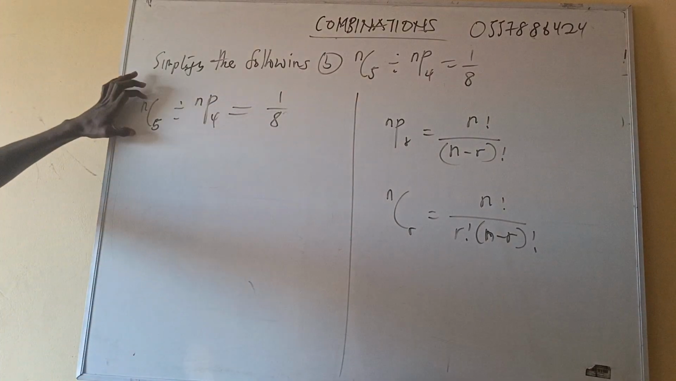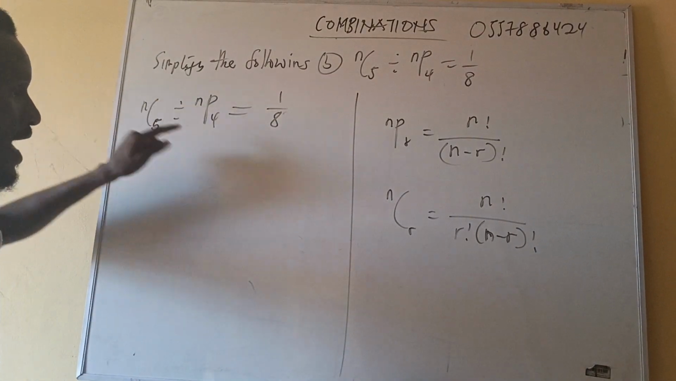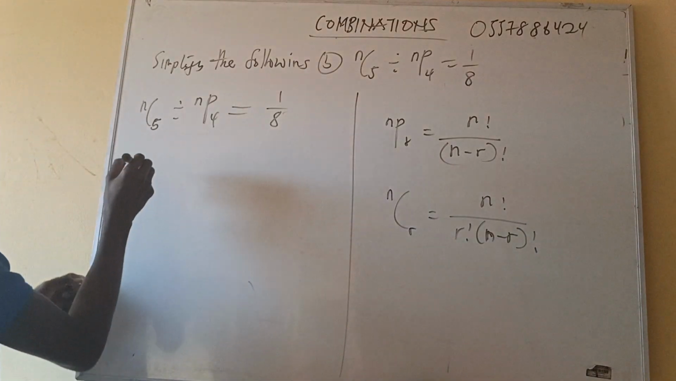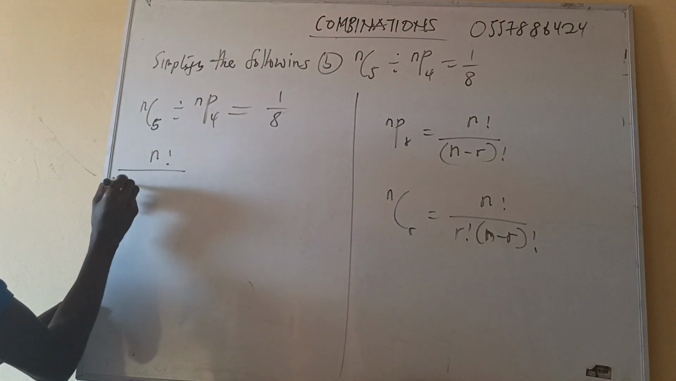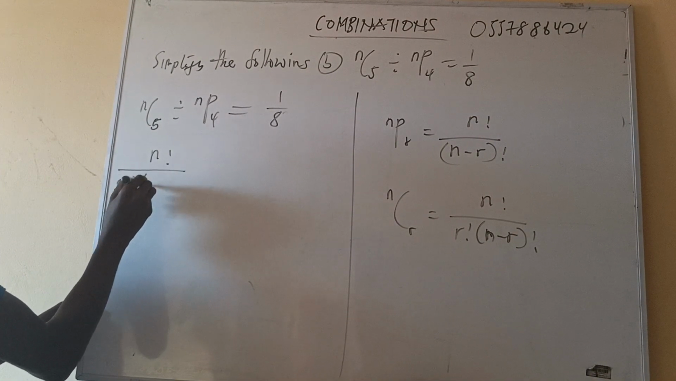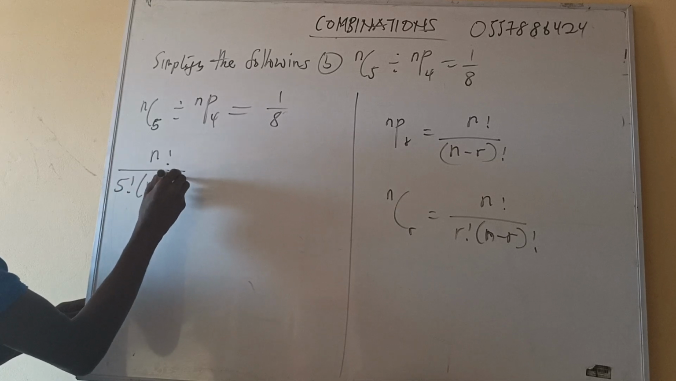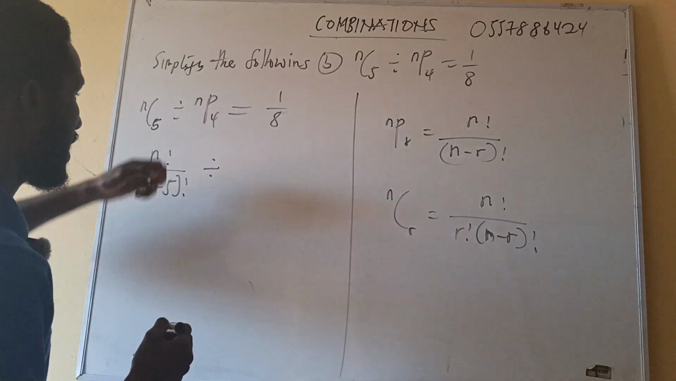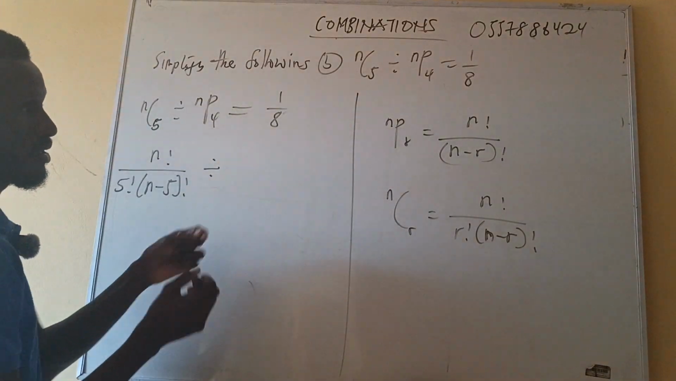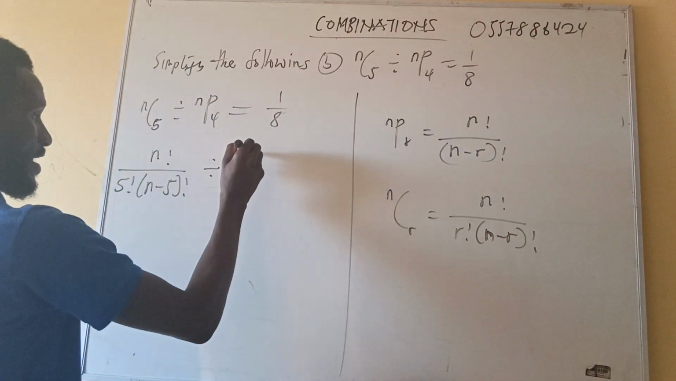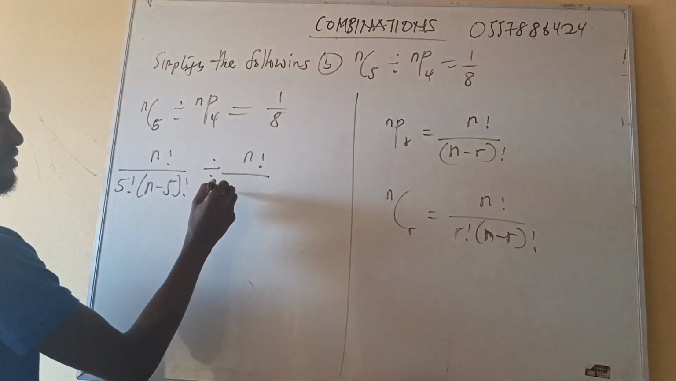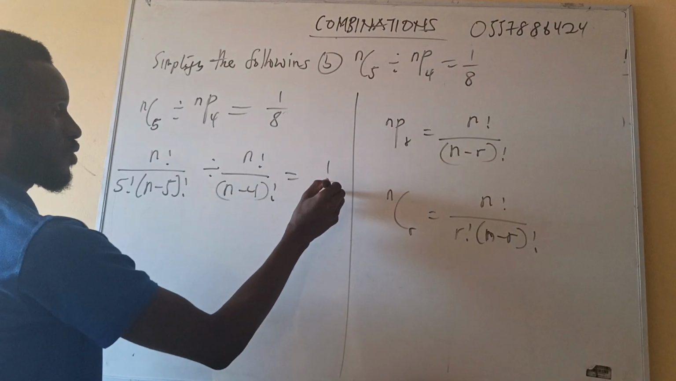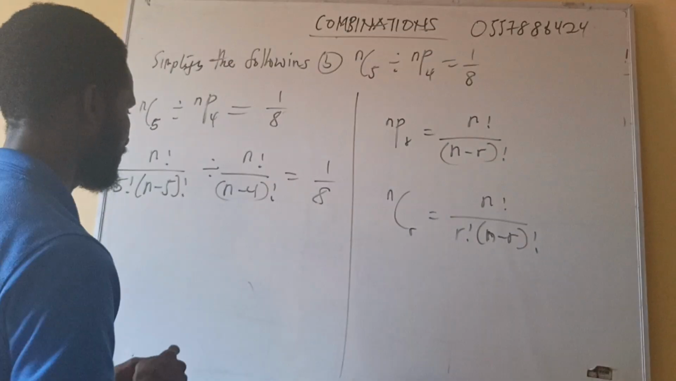Now, when you consider this combination, the n is still n, the r is 5. So let's substitute. So we have n factorial divided by 5 factorial times n minus 5 factorial, divided by, using this formula, n factorial divided by n minus 4 factorial. Now this one is equal to 1 out of 8.